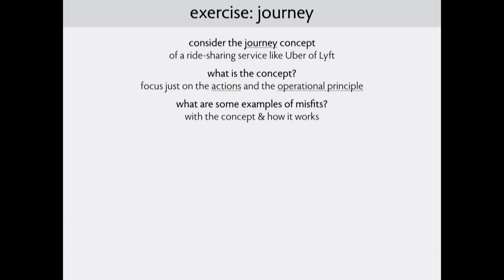Okay, your second exercise is to think about this in the concept of Uber, the journey concept of Uber. So I'd like you to write down the concept, but don't worry about the whole thing, right? We'll assume we know what it's for, so we assume we know the purpose, and we'll assume that we know the structure, although the structure is actually rather complicated. But I want you to think about what are the actions and what is the operational principle, okay? But let me give you a hint, and then I want you to see if you can come up with any examples of a misfit, meaning a case in which the concept of journey in Uber fails.